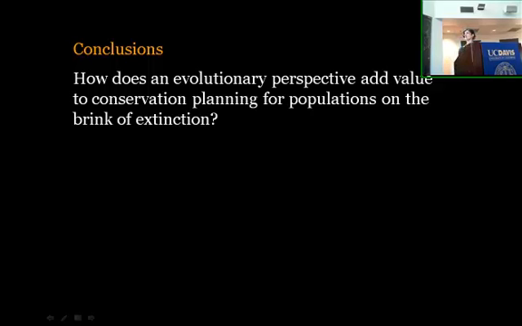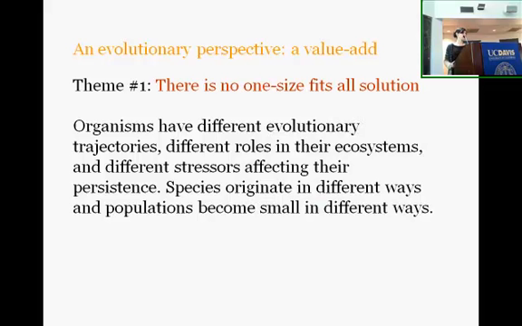Okay, so theme number one, there is no one-size-fits-all solution. There's lots of different modes of speciation, so organisms have come on Earth in different ways, and there's lots of different threats that are currently impacting different species. So if organisms arise in different ways and are threatened with extinction in different ways, we can't expect that we can have one blanket strategy for deciding which of them are the most important to protect.